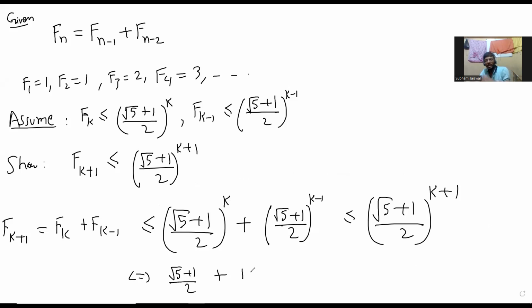So what are we canceling? We're canceling root 5 plus 1 by 2 to the power k minus 1 from both sides, because that's the smallest power, so it's easy to just cancel that. And then we are down to this. I just cancel the highest powers that I can cancel, simply. Now, is this true? Well, you can just check by squaring that last thing. So just square it and tell me, and then you can check if it's true.